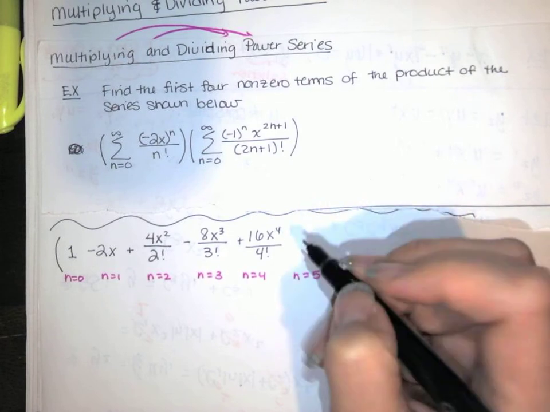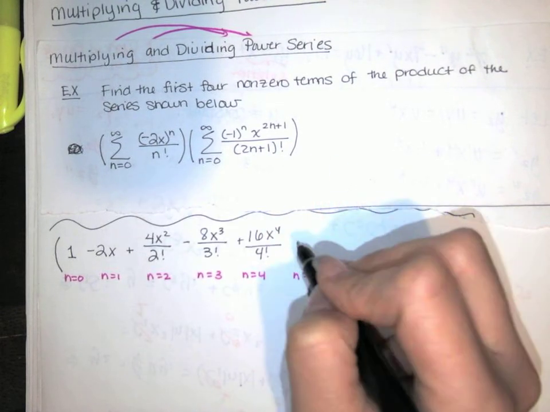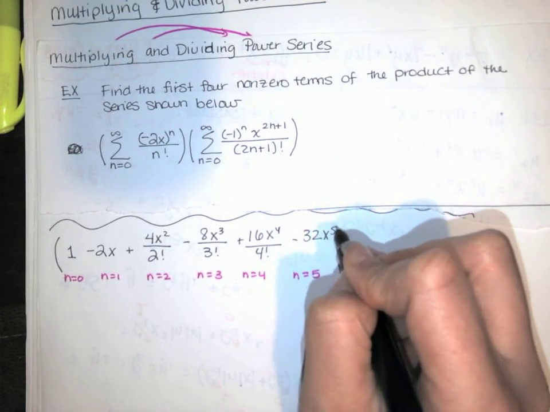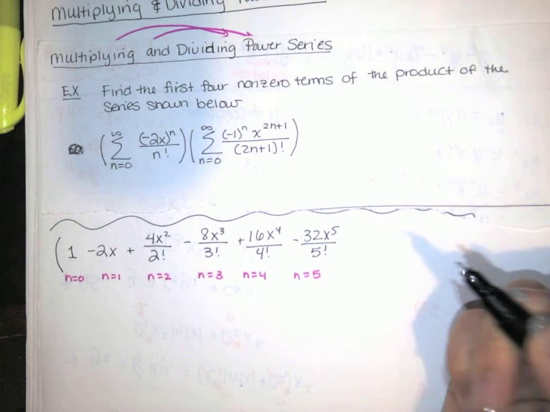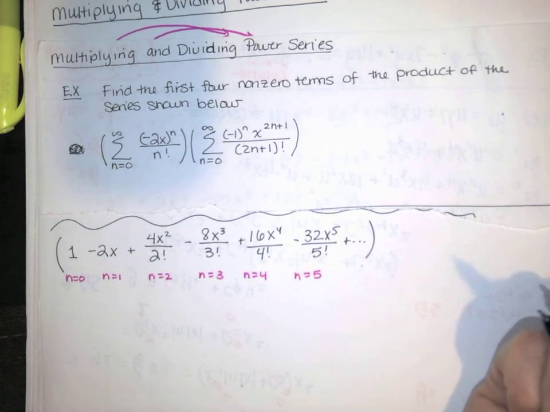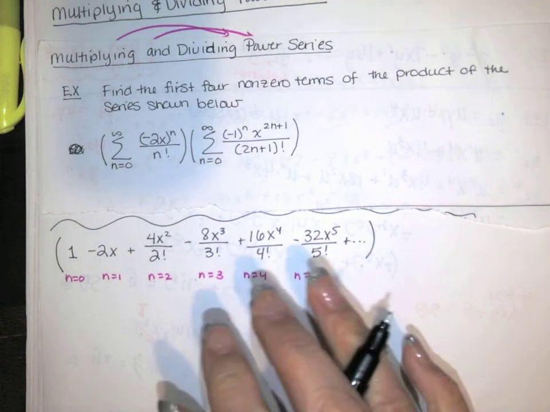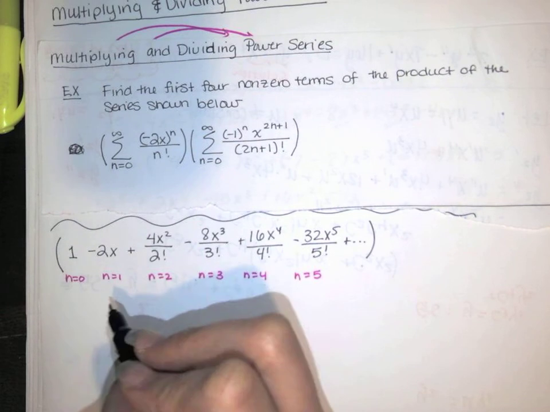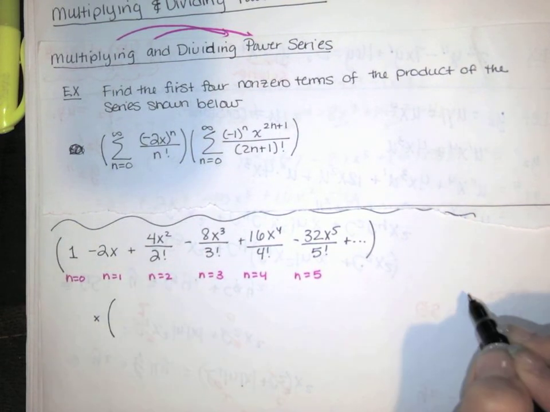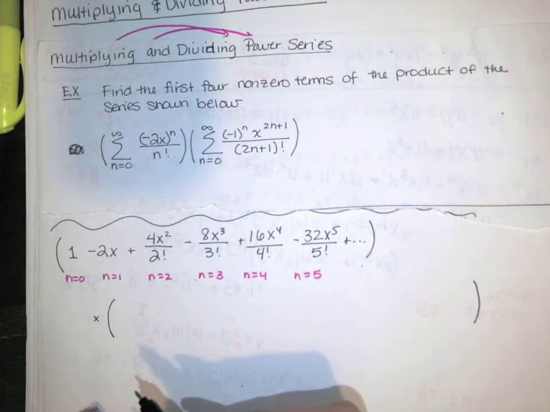When n equals 5, we'll have negative 2 to the 5th, which is negative 32, times x to the 5th over 5 factorial, plus higher degree terms. So that's one of our series. And we're multiplying that by this guy.